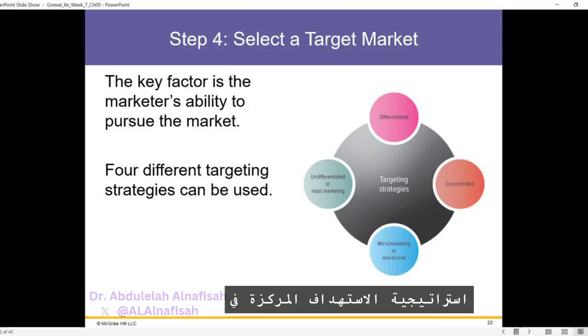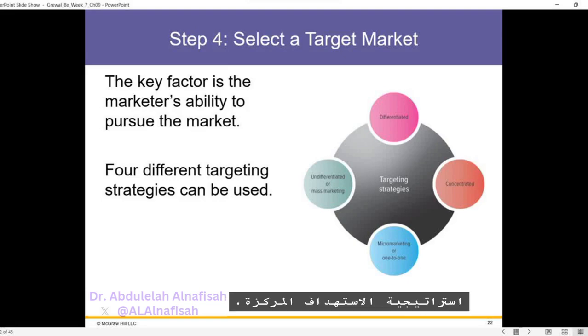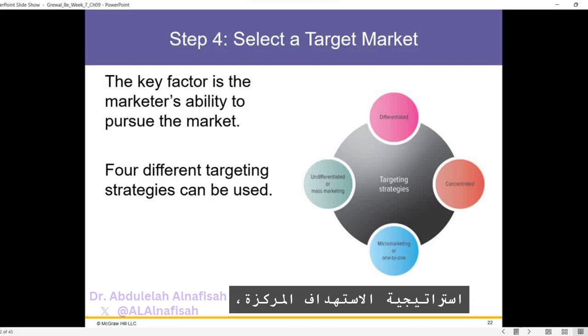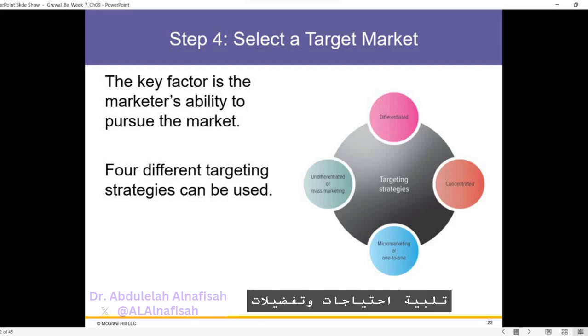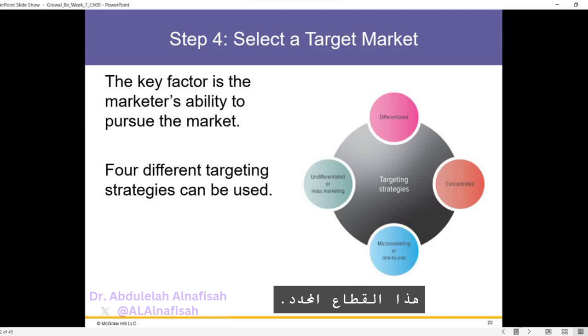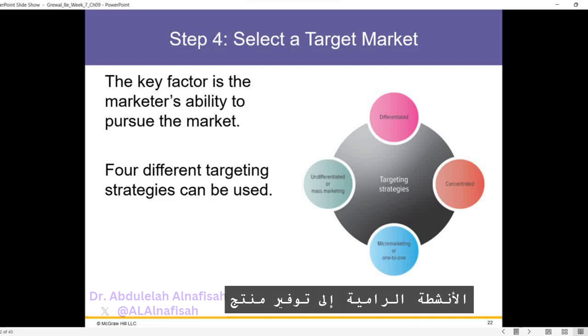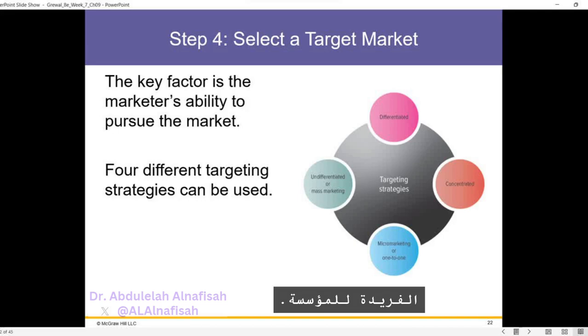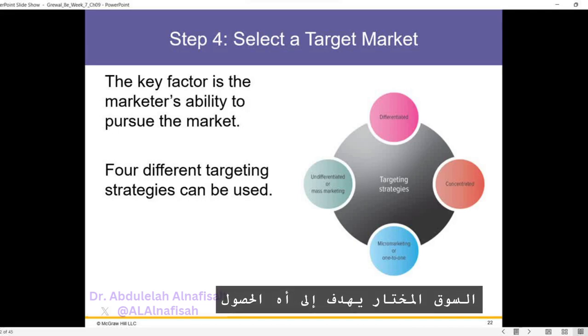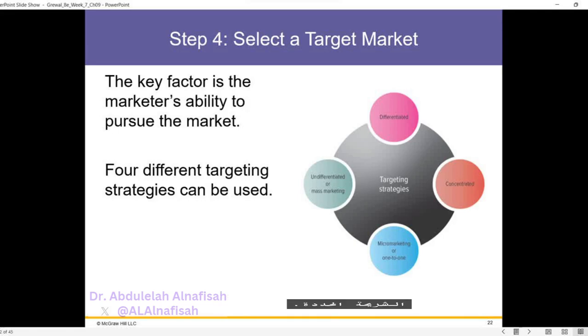Concentrated targeting strategy. In a concentrated targeting strategy, the firm selects a single primary target market and concentrates its efforts on meeting the needs and preferences of that specific segment. The firm channels its resources and marketing activities towards providing a product or service that fits the unique requirements of the chosen market, aiming for a strong position within that specific segment.